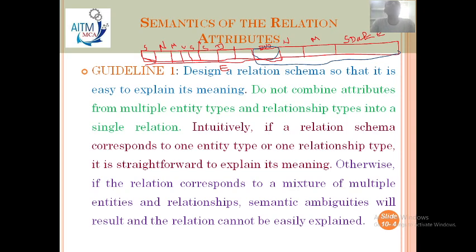This is the first guideline: how you need to design the table. This is the first design. The relation schema should be easy to explain in its meaning. Do not combine the attributes of multiple entity types. Got it? If you combine them, ambiguity will start and you will get confusion while explaining the meaning of the table. That is the first guideline. Is the first guideline understood, all of you?